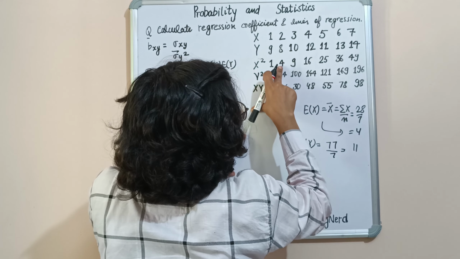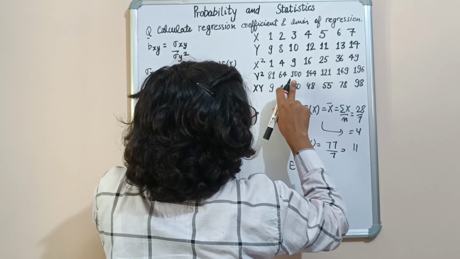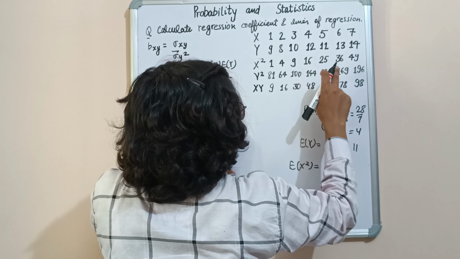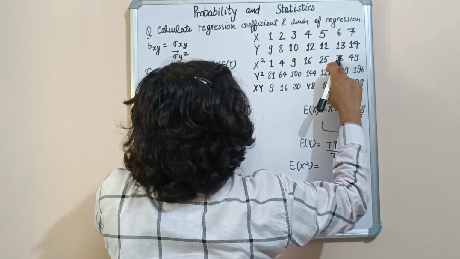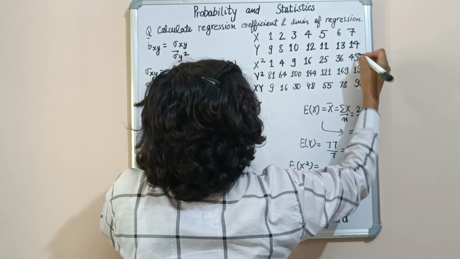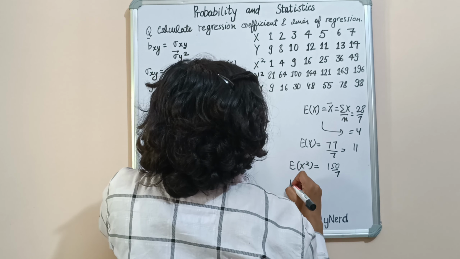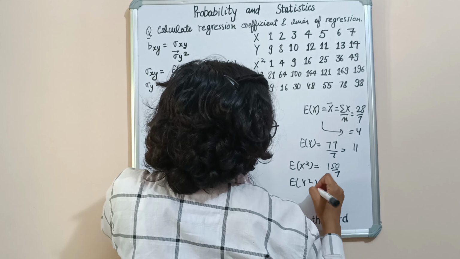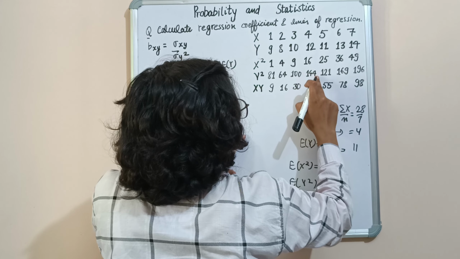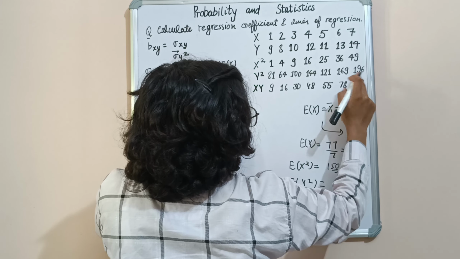Ex square will be 1, 4, 5, 5 and 9, 14, 14 and 16, 30, 30 and 25, 55 and 36, 91 and 49, 140 by 7. E of y square: 1 and 4, 5, 5 and 9, 14, 14 and 16, 30, 30 and 25.